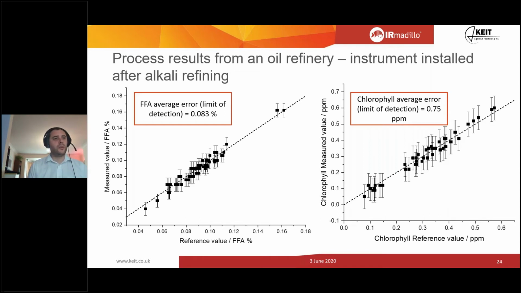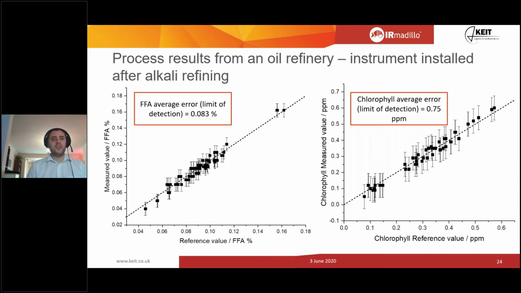It's one calibration for all of them. And in this case, the limit of detection was 0.083. So you can see that's improved on before because we're looking at the lower concentrations. We also managed to see chlorophyll. Now, I was actually quite surprised by this because these numbers are low, less than 1 ppm. These are extremely low values for spectroscopy, but we managed to pull out a calibration.